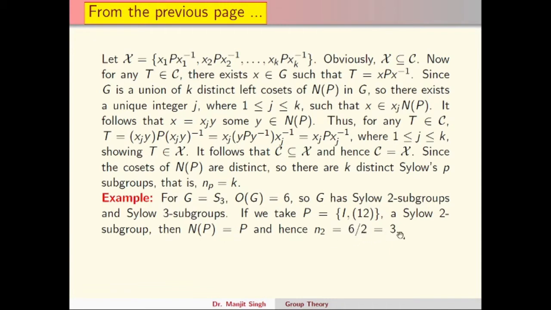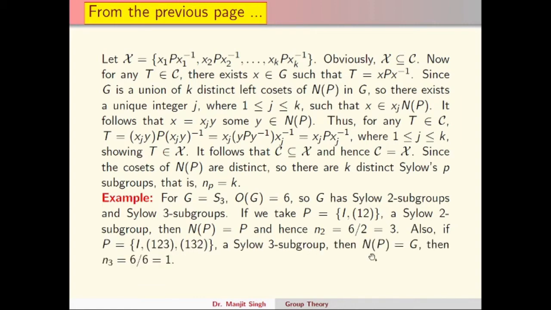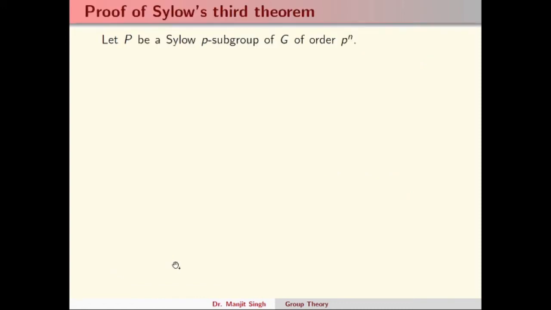So 6 by 2 is 3. Similarly, if you take P as this Sylow 3-subgroup, then because this is a normal subgroup of G, N(P) will be G, and in this case the number of Sylow 3-subgroups is 1. So it is a simple example. Now we will give the proof of the Sylow third theorem.